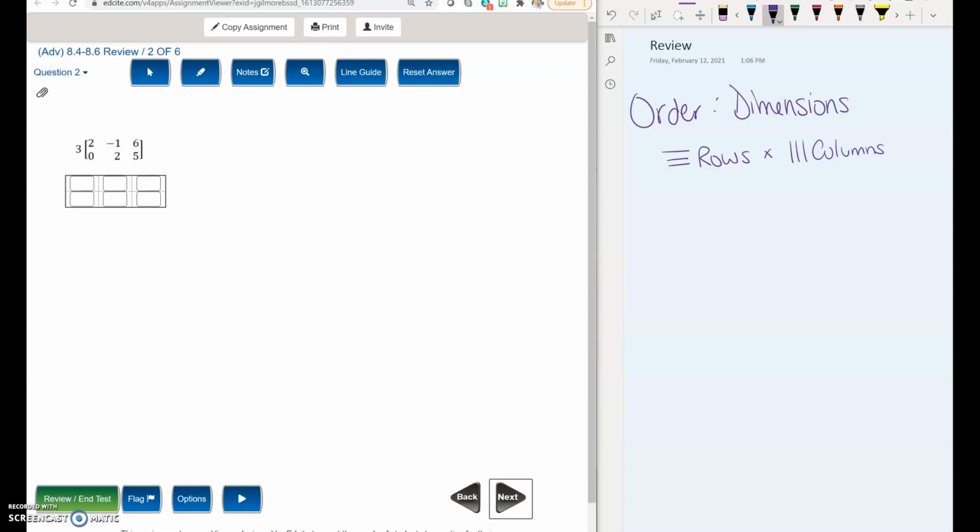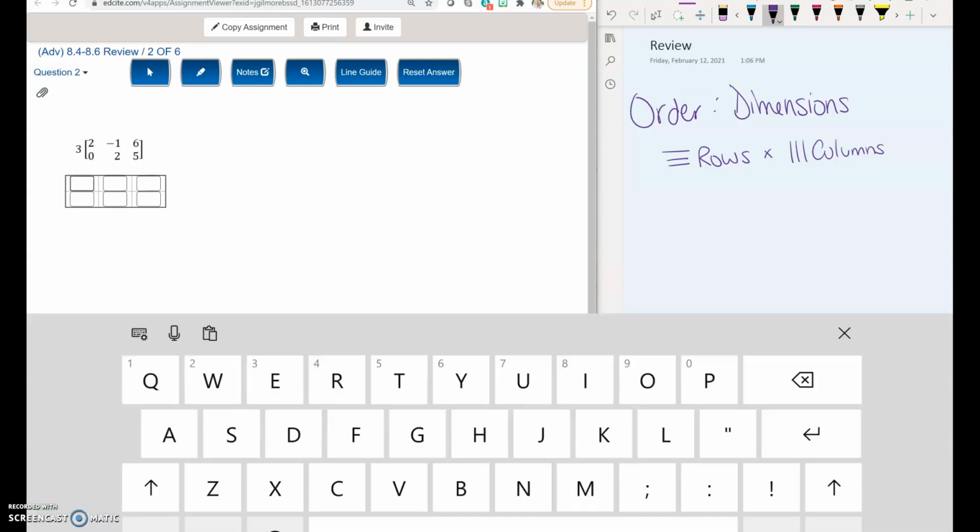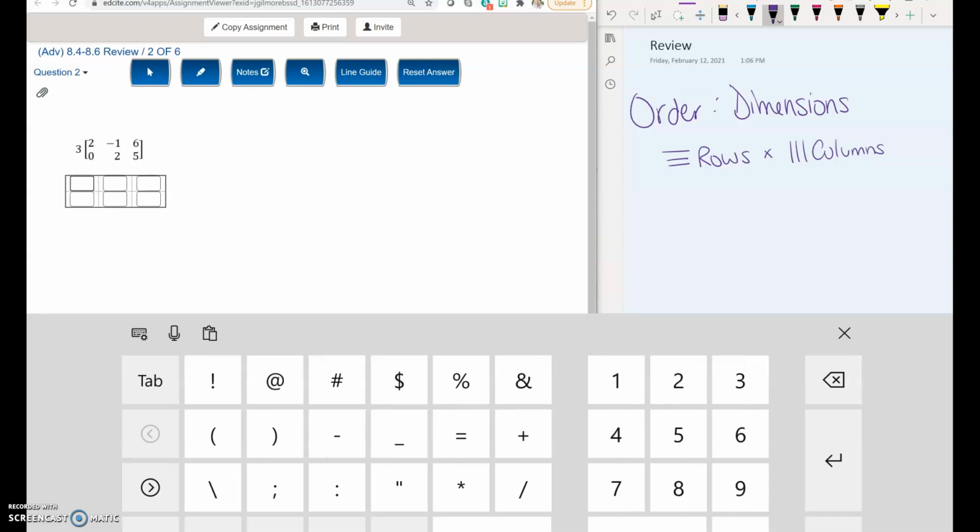The next one is scalar multiplication of the matrix. And scalar multiplication just means you take the number on the outside and you multiply it to everything inside the matrix. So this first one, 3 times 2 is 6. 3 times -1 is -3. So we can type in -3. The next one, 3 times 6 is 18. 3 times 0 is 0. 3 times 2 is 6. And 3 times 5 is 15.